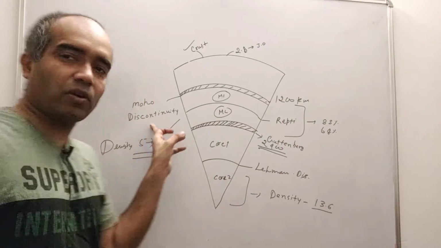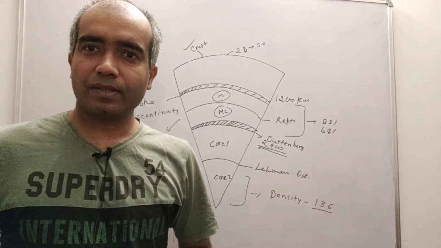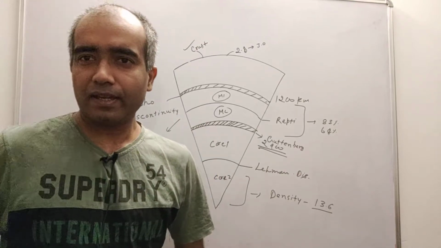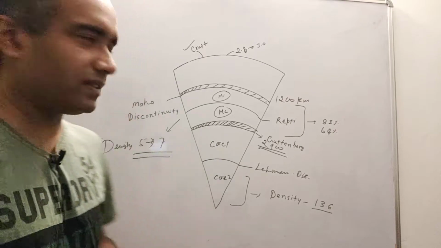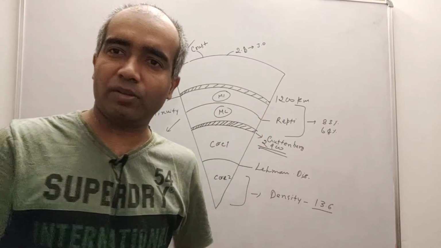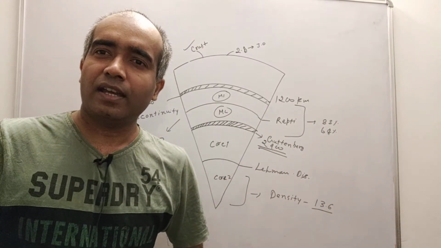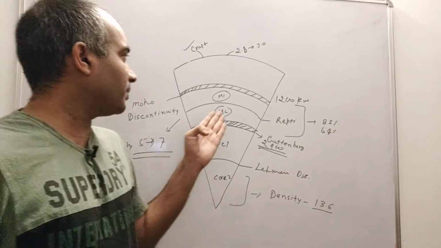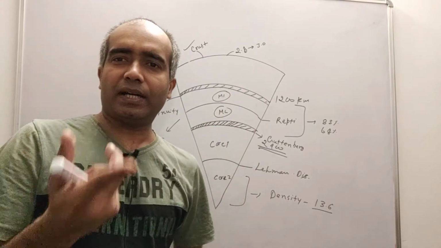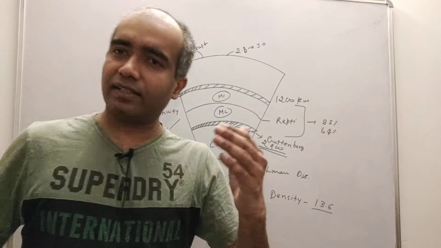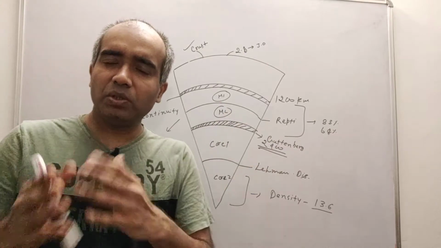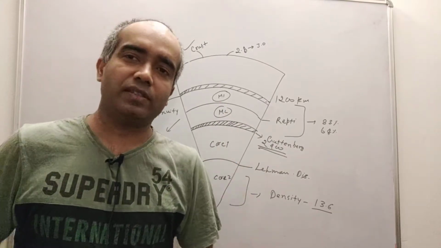The first discontinuity is called the Moho discontinuity. This was found by Mohorovicic, that was the name of the scientist. He found that there is a change in the speed of the P waves after a certain distance. After 1200 kilometers there is a change in the speed, and after that only the P waves could penetrate, because P waves can travel in liquid and also in solid. But S waves vanished, they were not there. So in the mantle no S wave was experienced.